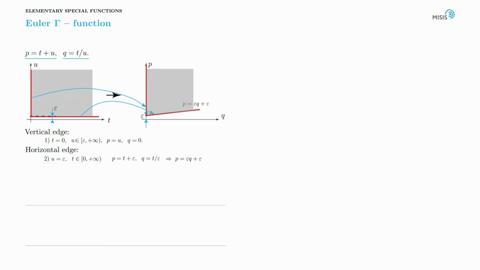Excluding t, we get the equation for the line. It's p is equal to epsilon q plus epsilon. So it is a slightly shifted upward, almost horizontal line with slope epsilon. And the angle between the two edges is almost 90 degrees. So here is finally the image of the region. Now it's obvious that if we put epsilon to 0, the lower line will coincide with the horizontal axis, and the image becomes the rectangular area, which is nothing but the first quadrant of the PQ plane.